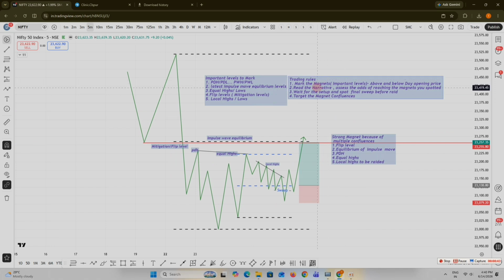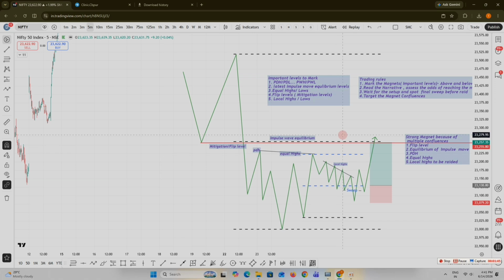Marking the magnets, important levels after the day opens. We have to mark the levels above and below the price, whichever the important levels we see. I will be telling how to mark the levels later. After marking the levels, we have to read the narrative or assess the odds of reaching the confluence of magnets you have spotted. After establishing the narrative, we have to wait for the right time to enter to reach our target. The target being an important magnet you have spotted or a combination of multiple magnets located around the same level.